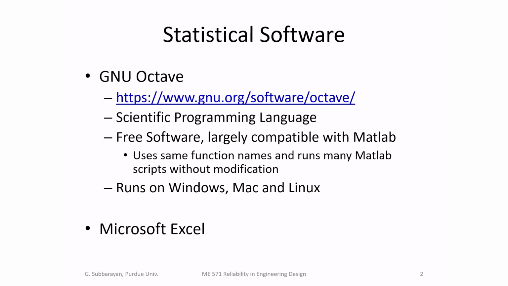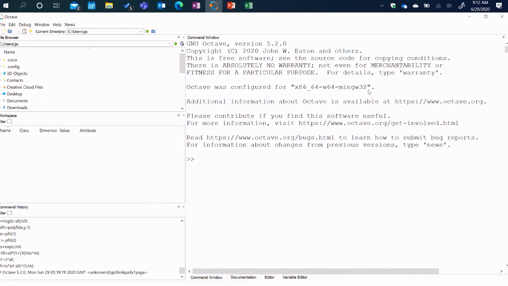GNU Octave is a full-fledged scientific programming language. It's free software. It's largely compatible with MATLAB, uses the same function names, and runs many MATLAB scripts without modification. It runs on Windows, Mac, and Linux. So it's a great piece of software. It's free, and that's the one that we would be using. I'm going to introduce GNU Octave, and then I'm also going to show you how statistical functions work in Excel. So let me start with GNU Octave.